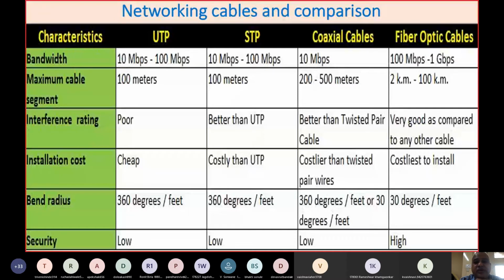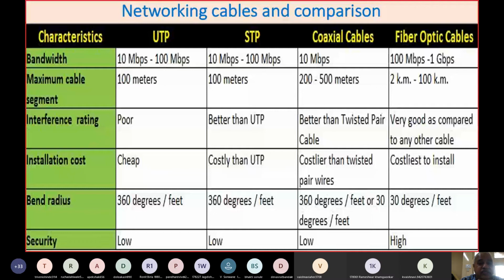Then maximum cable segment: you can go up to 100 meters for UTP, STP can go up to 500 meters, and fiber can go from 2 kilometers to 100s of kilometers. That means you almost don't require any repeater in fiber optics today, and that is the main reason why people are going for fiber optics.